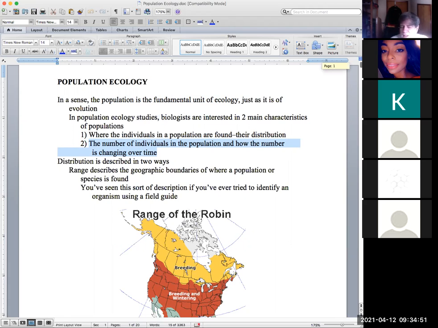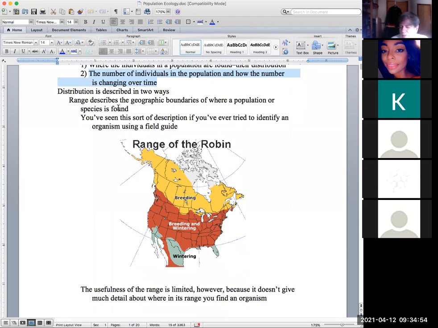When we study distribution, distribution can be thought of in two different ways. One of the ways to think about distribution is through looking at something called the range. And the range describes basically the geographic area where a population or sometimes an entire species is found. Here's a map showing three different ranges for robins. And notice up in yellow towards the top, there's a range that robins use, and it's strictly for breeding.